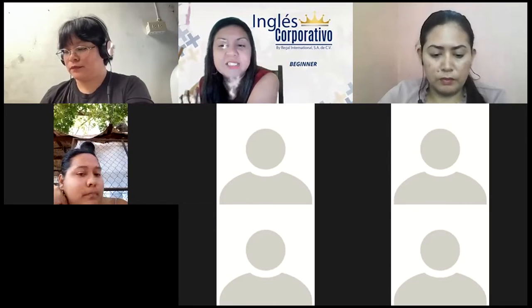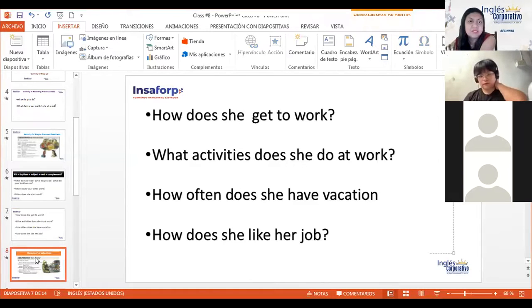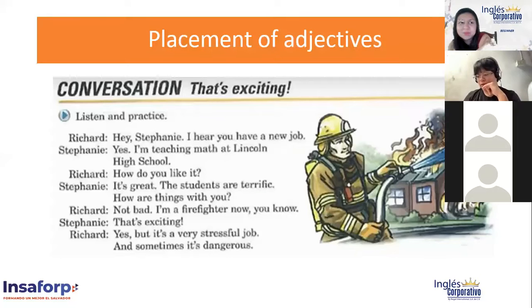Okay, now, in the next activity, we have placement of adjectives. Es cómo poner el adjetivo en inglés. Placement of adjectives. And we have a conversation. I'm going to read the conversation for you. I need a volunteer to read the conversation with me. I'm going to be Richard, and I need a Stephanie. Okay, Juan Martinez. Ah, pues cambiamos. You are Richard and I will be Stephanie. Okay, Juan.